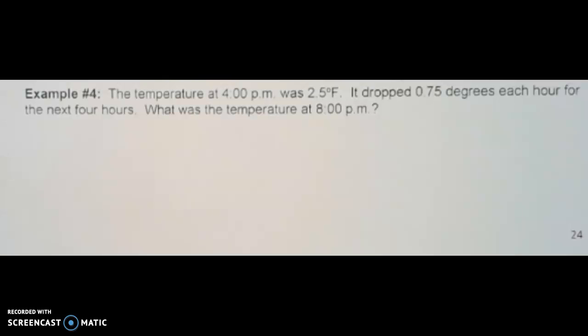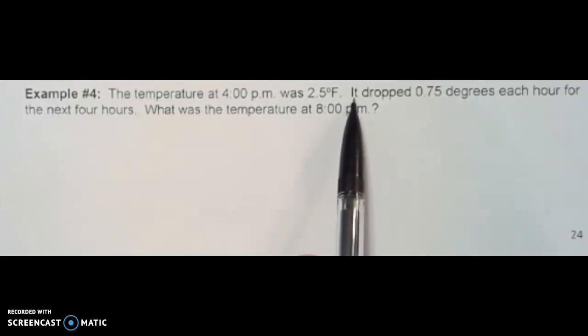In example 4, we're told that the temperature at 4 p.m. was 2.5 degrees Fahrenheit. It dropped 0.75 degrees each hour for the next 4 hours. What was the temperature at 8 p.m.? Okay, so we're actually going to have a couple of different operations involved in here. We have to first figure out the total amount that the temperature is going to drop, and then we're going to have to use that amount to help us figure out the new temperature at 8 p.m.